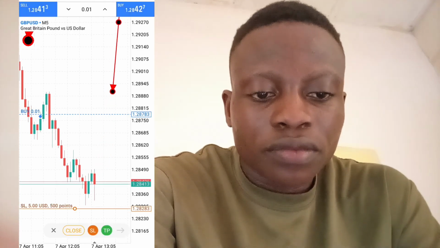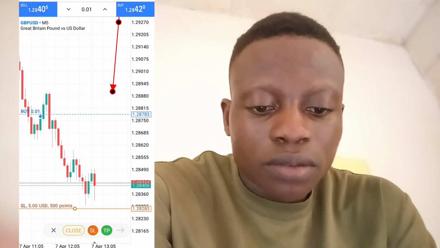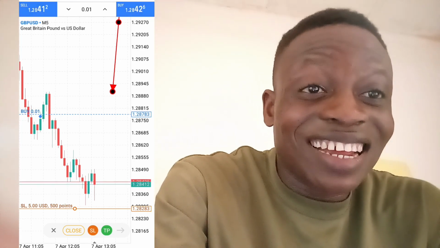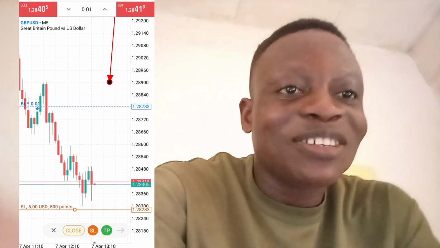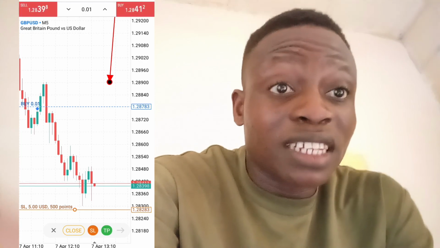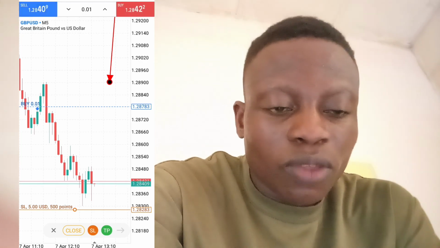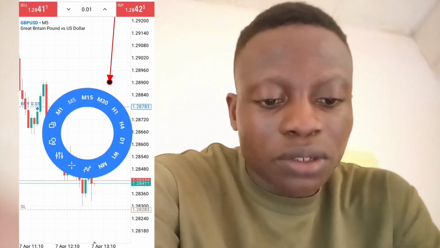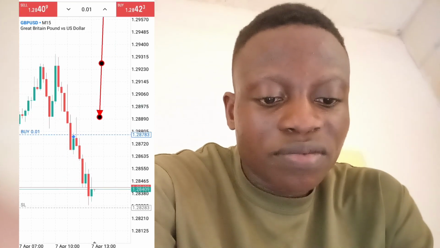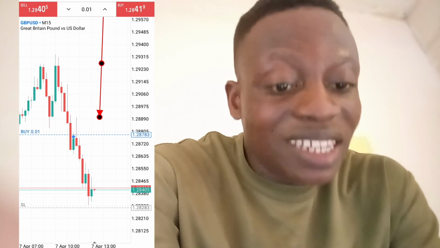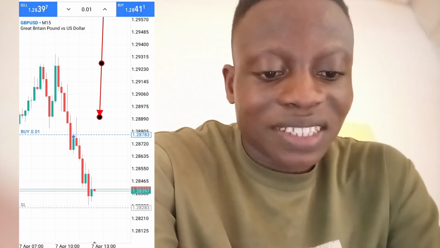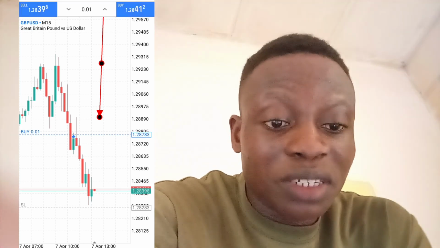Look at 50 pips. Can you imagine? Imagine if I used 15 pips. Oh my god. Finally the 15-minute candlestick has closed. So let's see how it closed. You see how it closed? How it closed means there's no hope.